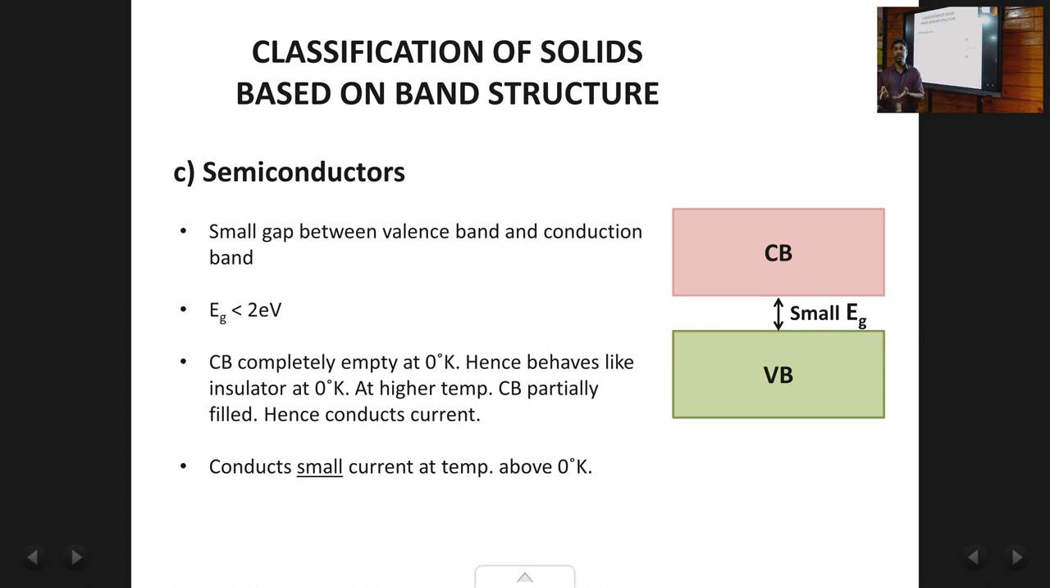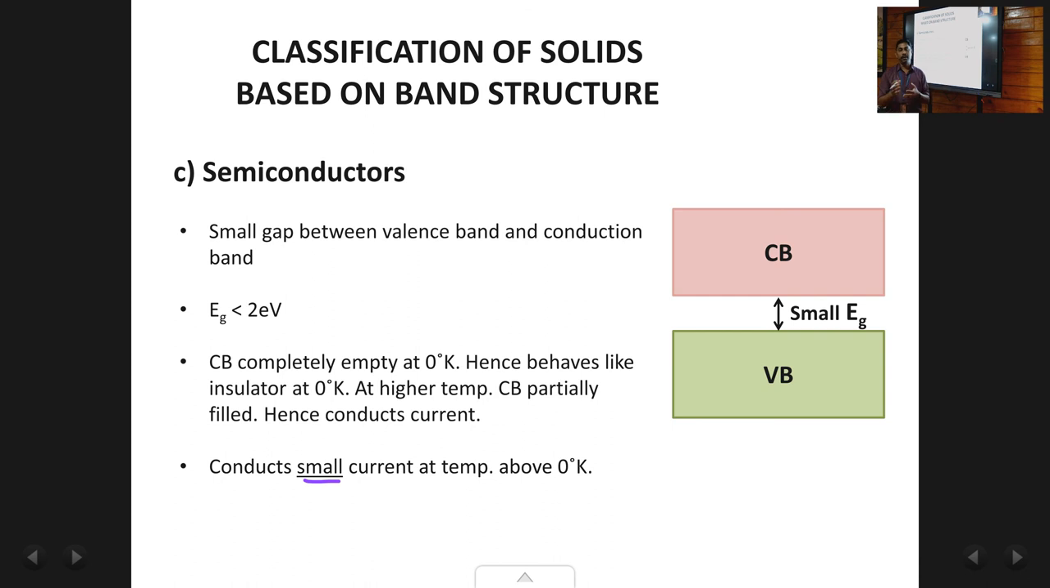So at room temperature, let us say 300 Kelvin, 27 degrees Celsius, a semiconductor can very well conduct, okay, because 300 Kelvin is quite a high energy temperature. So the energy available to the electron is sufficient to overcome this small energy gap and go into the conduction band and take part in the conduction. So at room temperature, all semiconductors do conduct current, but the current is small. It's normally in the range of milliamperes.